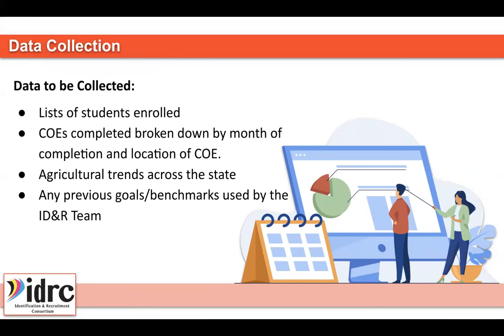Similarly, you need to go back through and collect the data so you can see agricultural trends across the state. You can speak to agriculture extension offices, as well as look at the qualifying work done on the COEs to help give you that information, as well as look at any previous goals or benchmarks that you might have had in order to go back and see how well you were able to accomplish those goals and how effective they were.